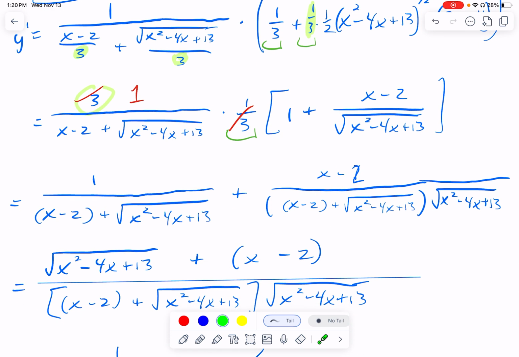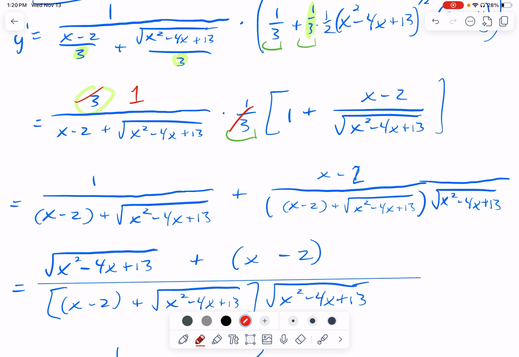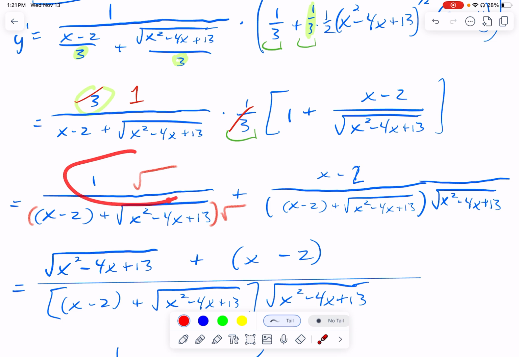Okay, so this is a mess, but we're noticing the denominator here and the denominator here are pretty similar. So I will create a common denominator by essentially multiplying top and bottom over here by that same radical, so that this fraction on the left is the radical times this expression times the radical, which is the same denominator here. So I've created that common denominator. Here I get the radical. Here I have x minus 2.